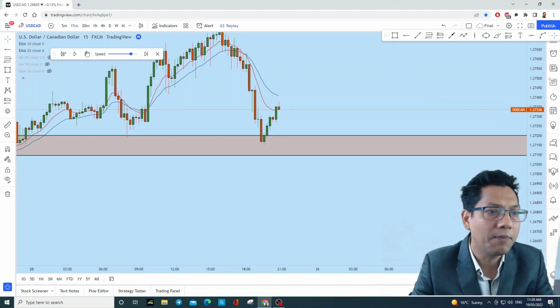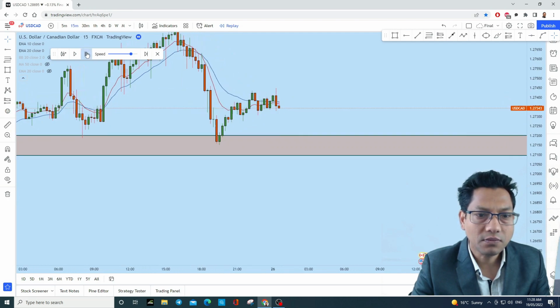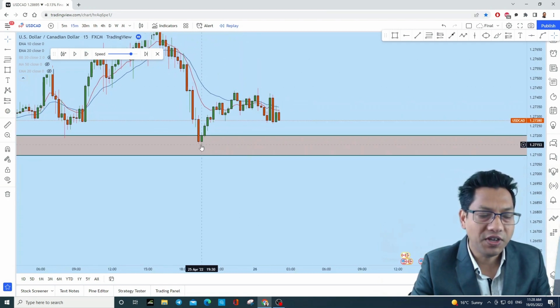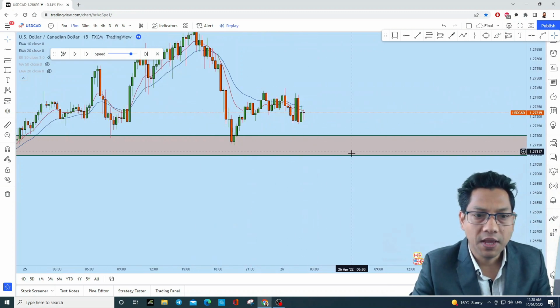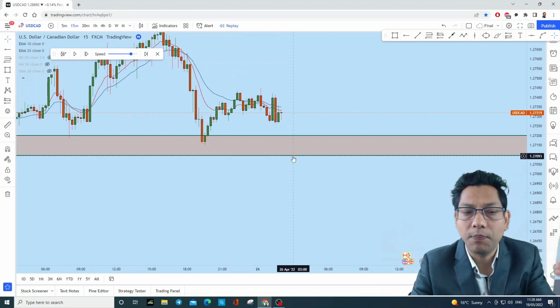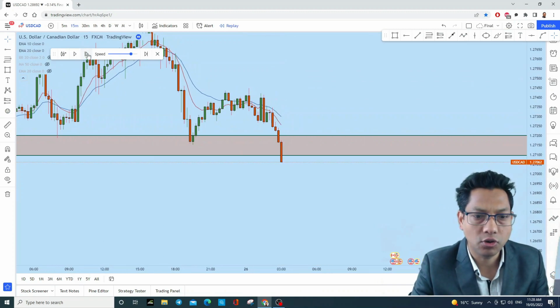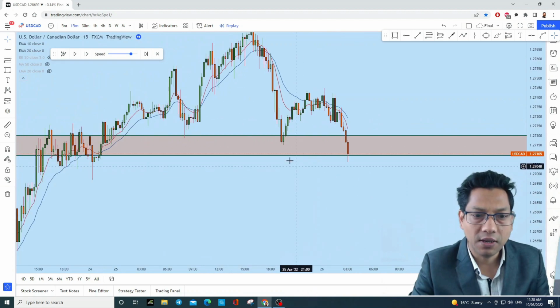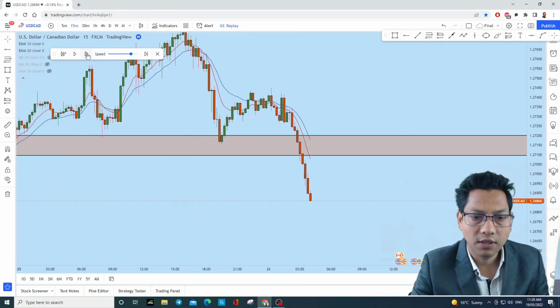So let's replay this chart. What you see in this 15 minutes is that, first of all, with this gap, the price has bounced. Now look at how the price is reacting to this level. Let's continue to replay. We saw that the price has broken this gap level and then see what happened.